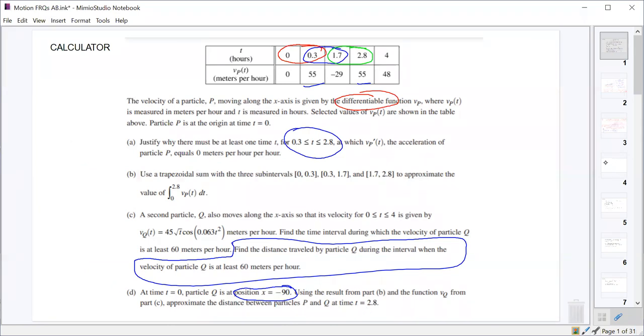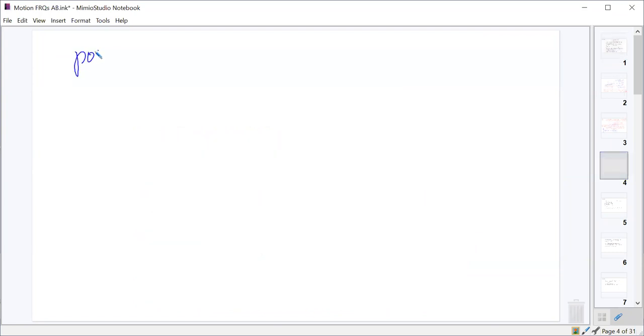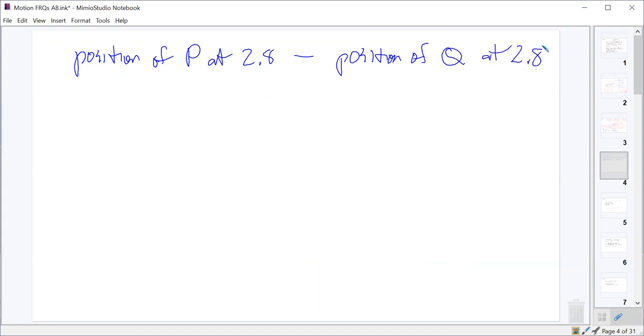So if we want to know the distance between P and Q, we need to know the position of P at 2.8, and we need to know the position of Q at 2.8. And we need to find the difference between them. And since we don't at this moment know which one has a larger value for the position, we'll just take the absolute value of the difference between any two of them. Does that make sense for what we're trying to find?